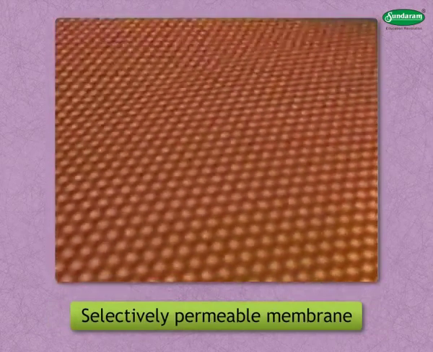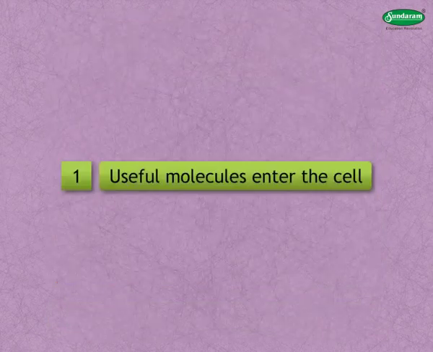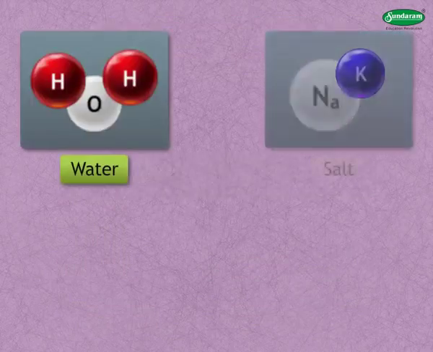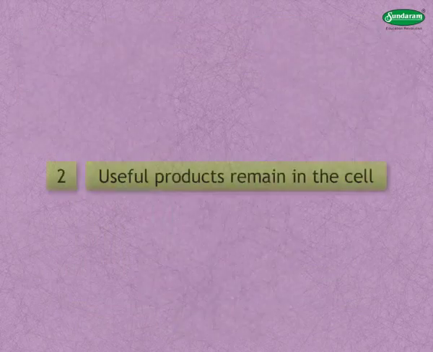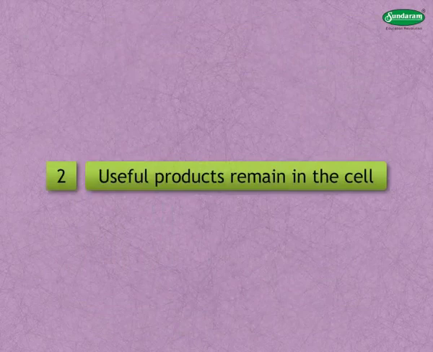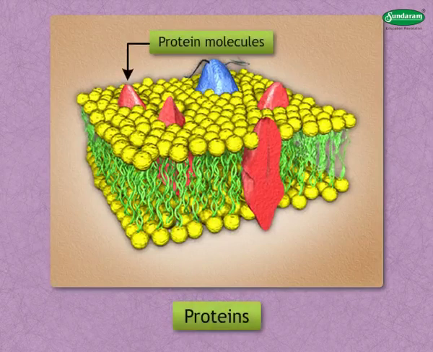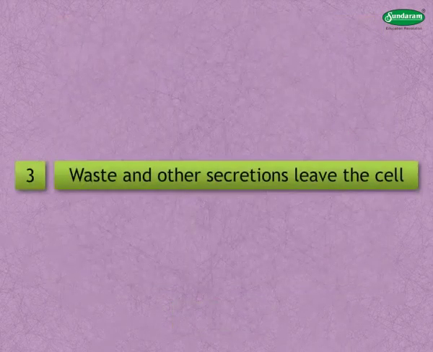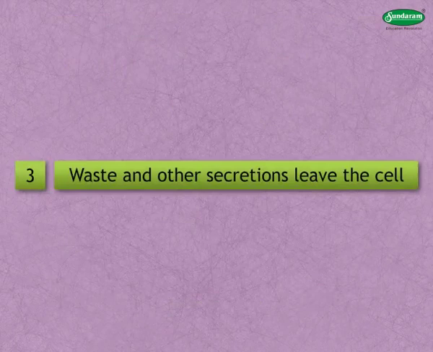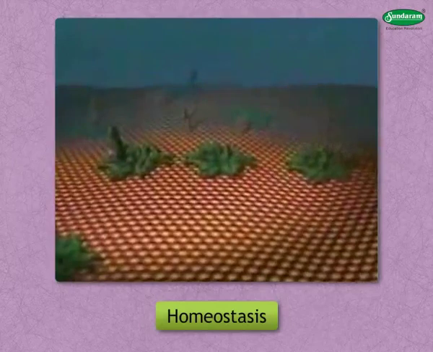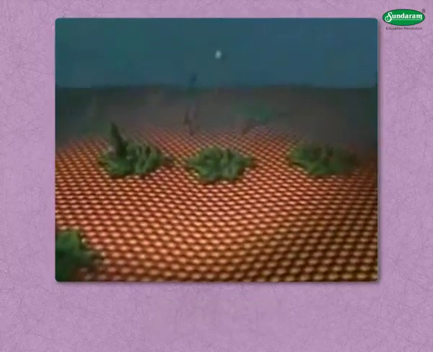Because of the selective permeability, 1. Useful molecules enter the cell, for example, water, salt and oxygen. 2. Useful products remain in the cell, for example, enzymes and proteins. 3. Waste and other secretions leave the cell, for example, carbon dioxide. And homeostasis, that is, a constant internal environment, is maintained in spite of changes outside.